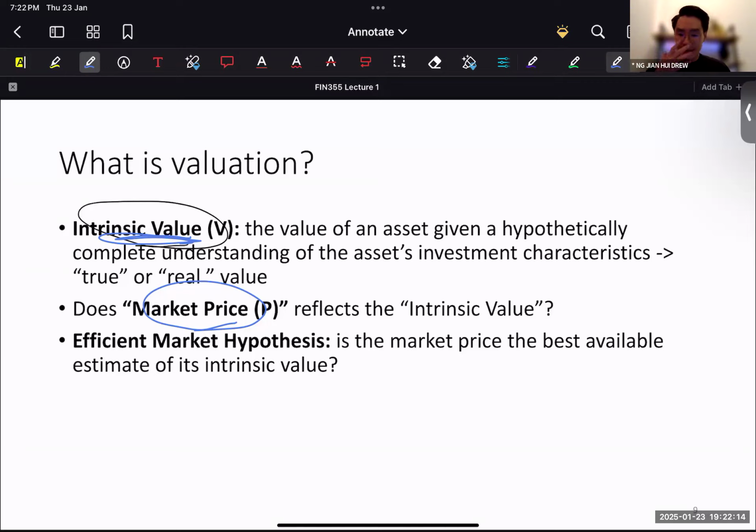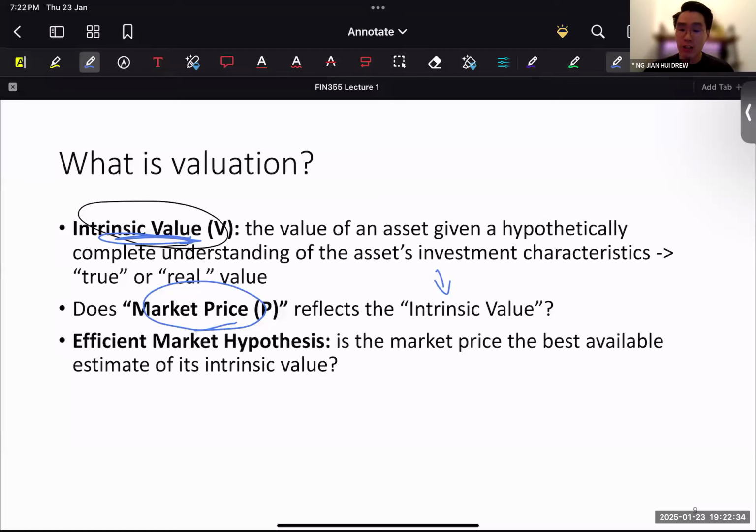So that's the ideal valuation, right? What we're trying to do is to find the intrinsic value here. By finding the intrinsic value, we are able to make a profit, or if it's maybe not the right time, we can just hold the asset till the right time, then sell it for a profit.